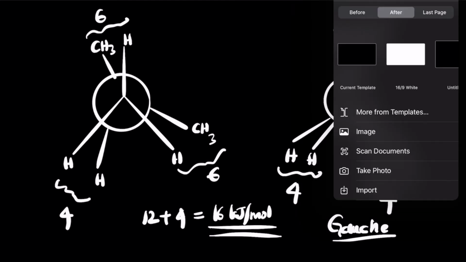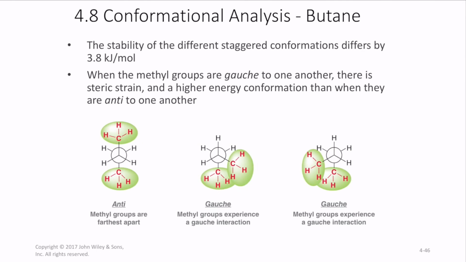So what is a gauche interaction here? It is when you have two groups that are too big and they are really close to each other, so they interact together. This interaction can cause a high amount of energy to be required to bring them really close together. So this is called a gauche interaction, where even though they are staggered, they are really close because they are too big. This is an example of a gauche conformation.